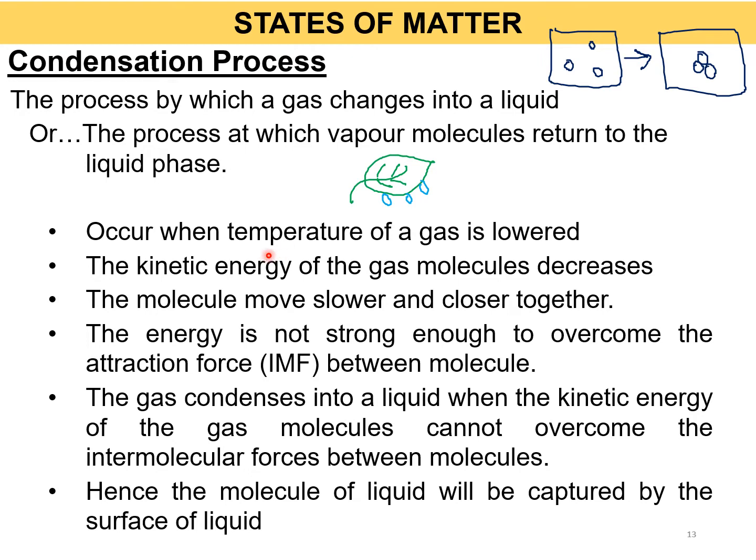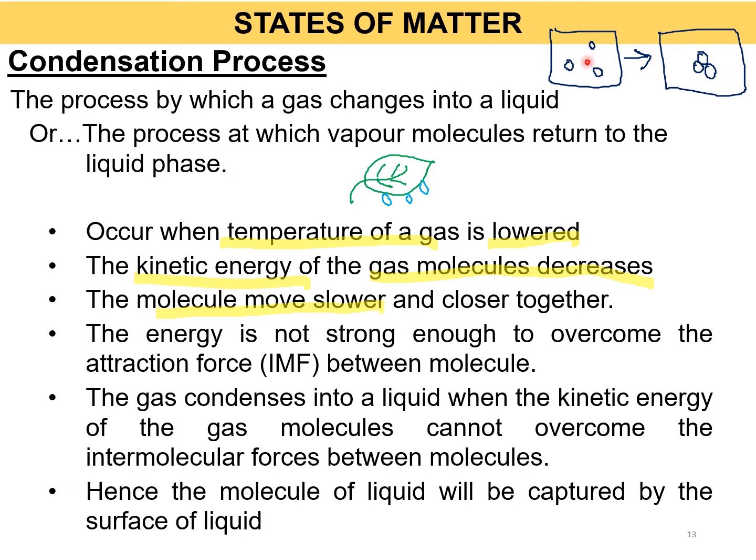Benda ni berlaku bila temperature of the gas ni diturunkan. Okay? Bila temperature of the gas ni diturunkan, maknanya kinetic energy of the gas molecules akan decrease. So molecules ni dia akan move slower. Gas molecule ni dia akan move slower. Lepas tu dia akan makin merapatkan dengan each other, rapatkan self closer together.